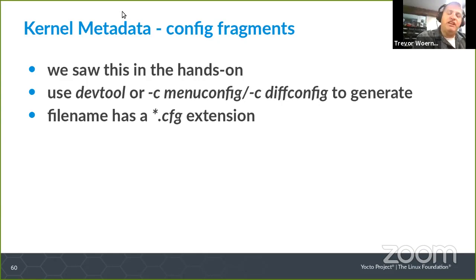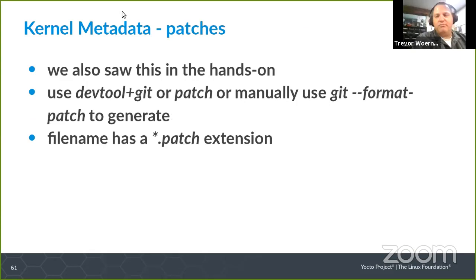Anyway, config fragments should have a .cfg extension because the tooling will look for that to know what to do with them. And then the patches, the other metadata, we also saw this in the hands-on. You generated a patch and DevTool did all that for you. Again, you could do it all manually, but DevTool takes care of a lot of the nitty-gritty for you. If you prefer to do it all yourself, that's fine. There's nothing wrong with that. I'm just demonstrating DevTool because I think DevTool is kind of neat.